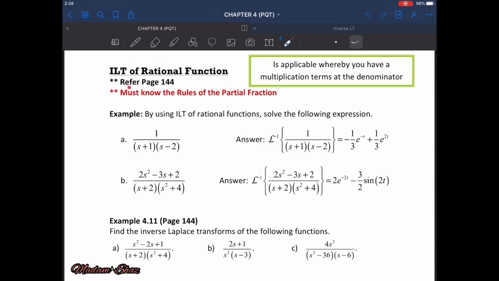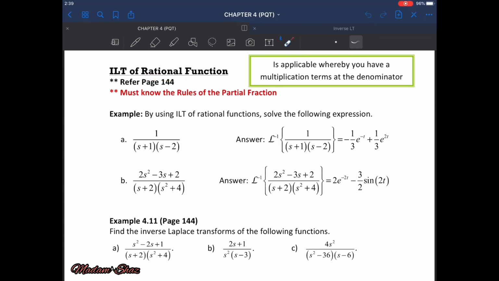You can refer to the textbook page 144. Inverse Laplace of rational function is applicable whereby you have multiplication terms at the denominator. For example, you have something multiplied by something at the denominator here. This one also has something multiplied by something at the denominator. So if we have something multiplied by something at the bottom side, you have to solve it by using rational function.